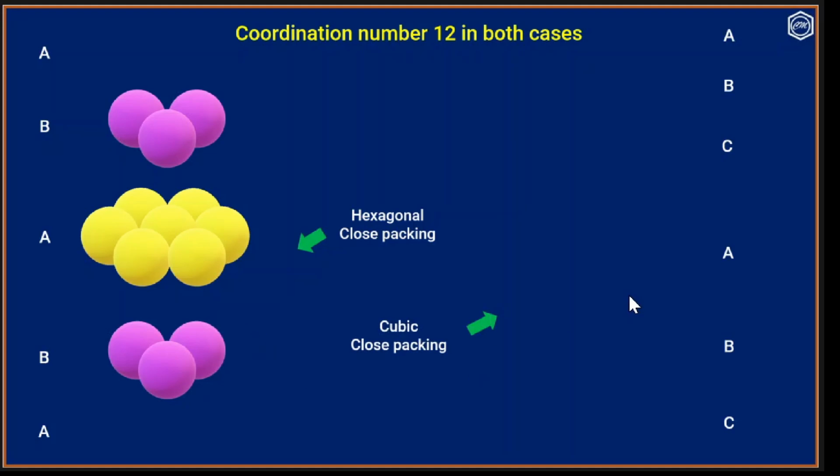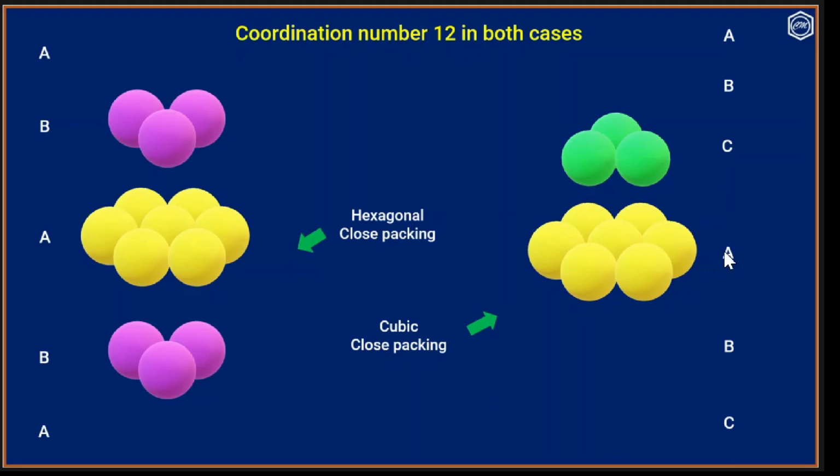Now the cubic close packing, and here the pattern is ABC. So a C layer, then comes an A layer, then comes the B layer. And now we take the middle sphere of the A layer, it touches these 3 of the C layer and 3 of the B layer. And within the layer there are 6. So 6 plus 6, 12.